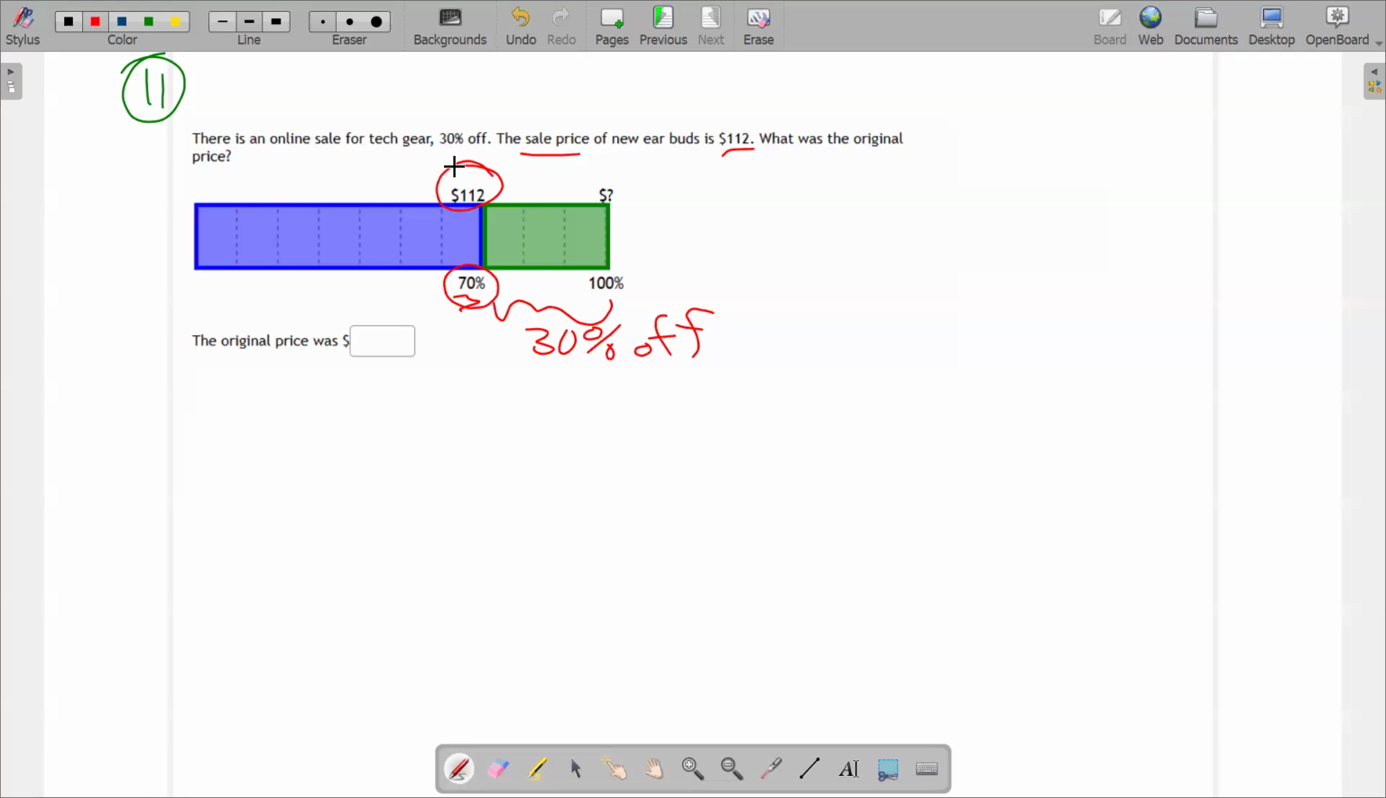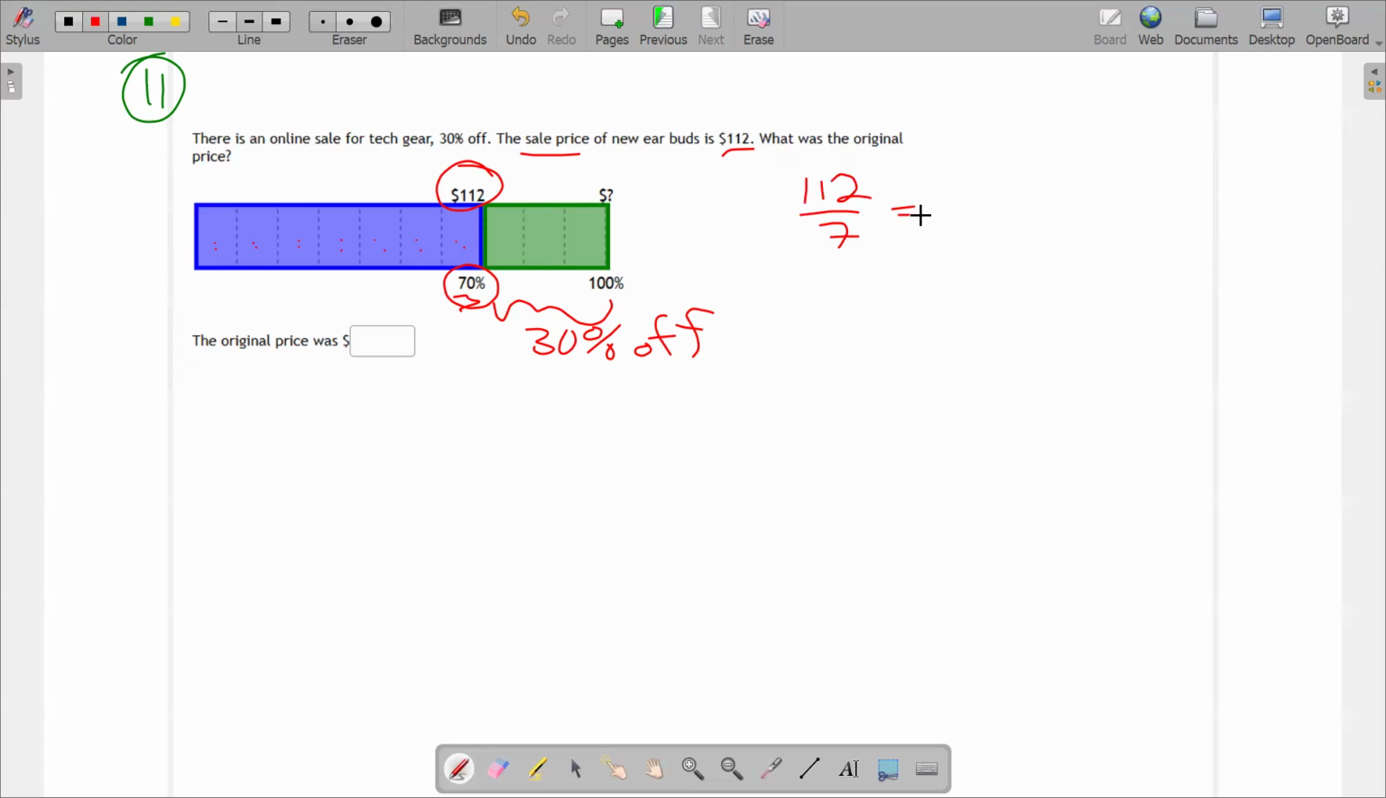2 ways to solve this from here. 70% is 1, 2, 3, 4, 5, 6, 7 groups of 10, according to my picture. So I have this broken up by 10%. The $112 is broken up into 1, 2, 3, 4, 5, 6, 7 chunks, kind of like the cat and dog thing or the men and women thing we did earlier. So we can figure out how much each block is worth by taking 112 and splitting it into 7 chunks.